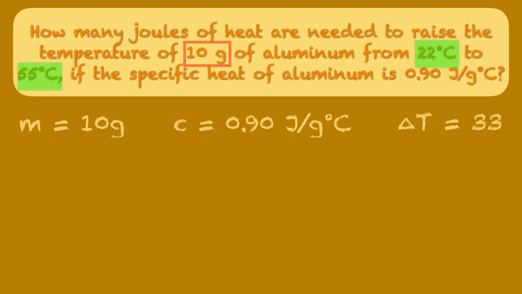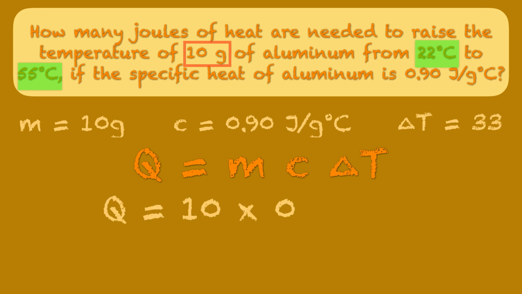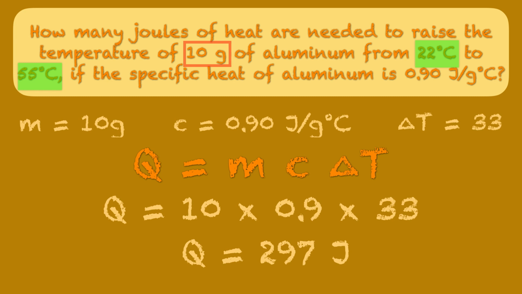Let's start first by writing the formula, which is Q equals mc delta T. Now we replace each term by its value. In the place of m, I'll write 10. In the place of c, I'll write 0.9. And instead of delta T, I'm going to write 33 as it's calculated before. As it's set in the formula, we have to multiply these terms by each other. So the final answer will be 297. What is the unit? The unit is joules.